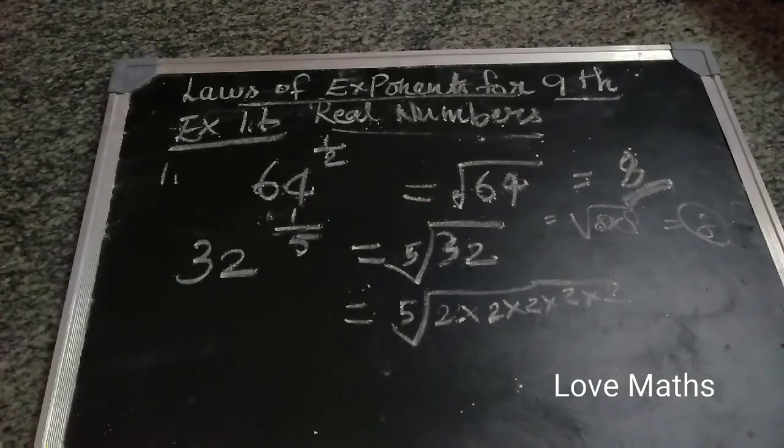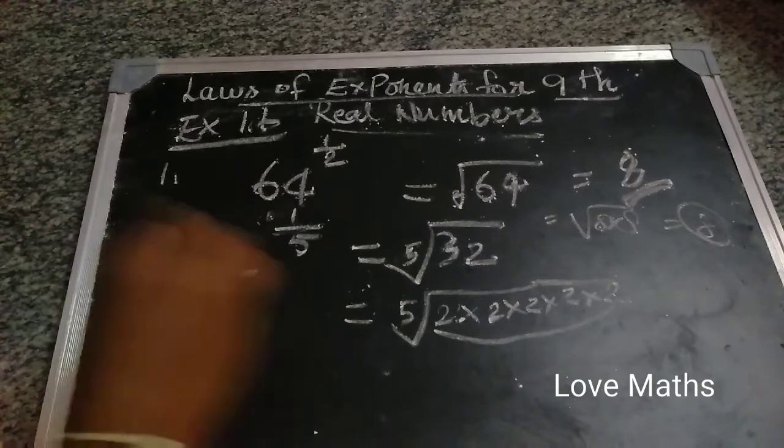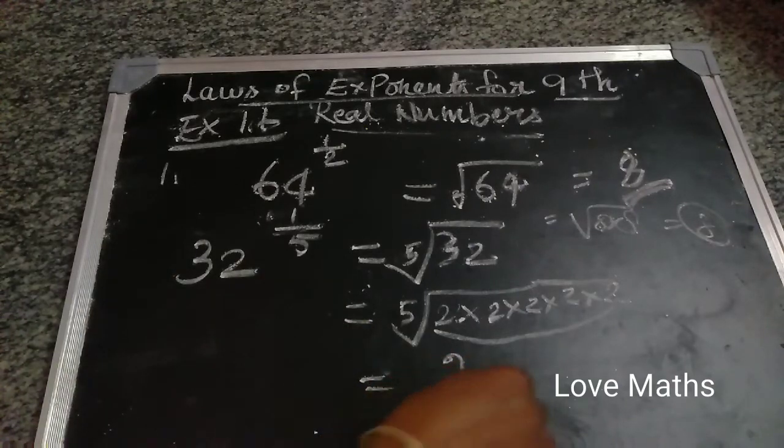Okay, so how to write? 5 times. So for the 5th root, if one number is there 5 times inside the root, we can take it outside as 1 time. Okay, is it clear?